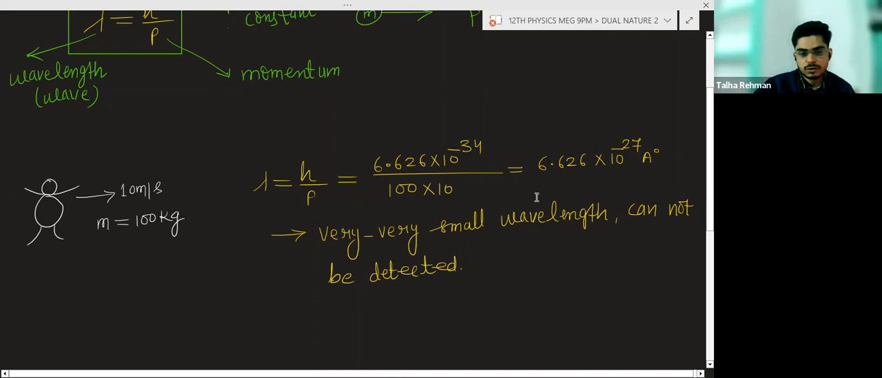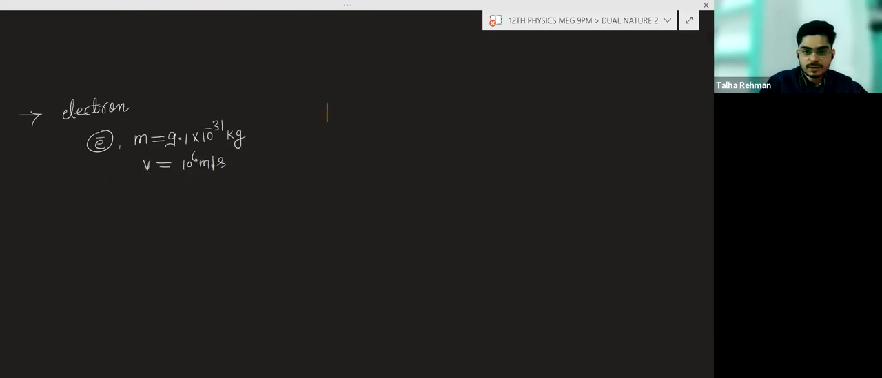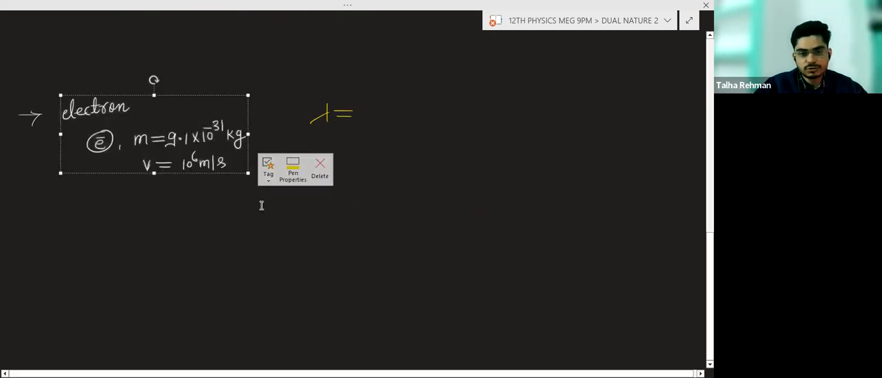Now we will see a small particle like an electron. Suppose there is an electron. We know the mass of the electron is 9.1 into 10 to the power minus 31 kg, and this electron is moving with a speed of 10 to the power 6 meters per second. Now we will calculate the wavelength of the wave associated with the motion of the electron.